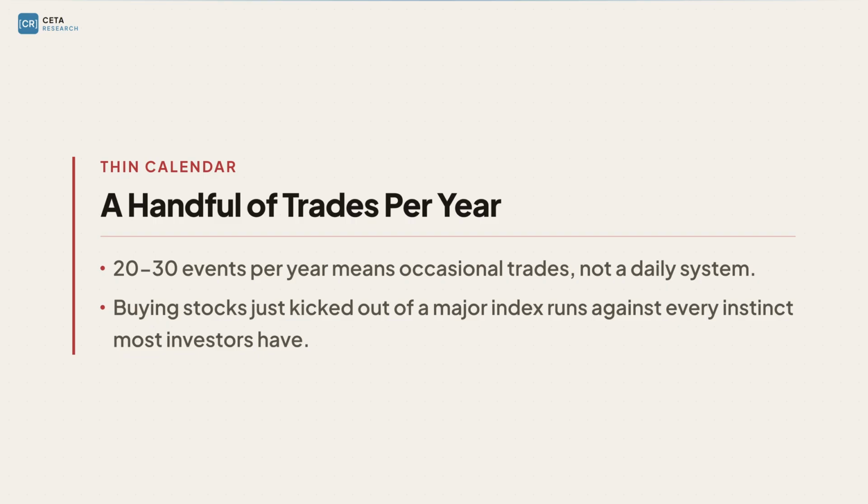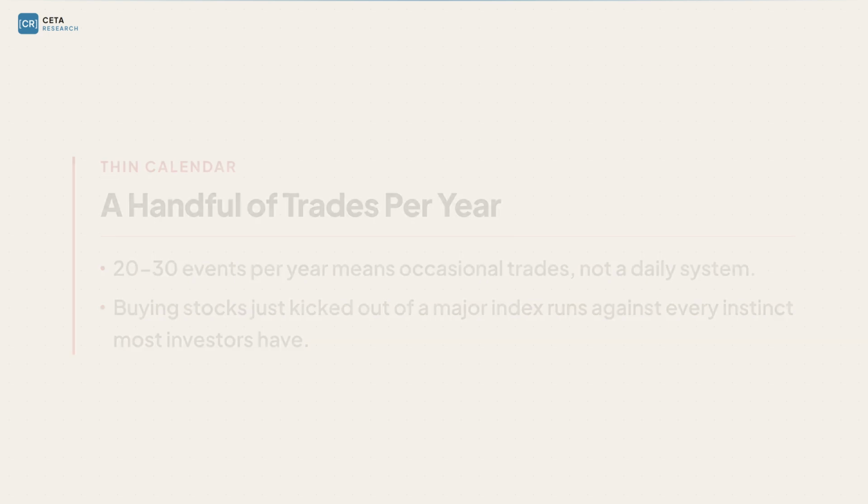The removal side is where the data points to opportunity, but it requires buying stocks that just got kicked out of a major index. That runs against every instinct most investors have. The stock looks like damaged goods. The chart looks terrible. Forced selling has pushed prices down and momentum is negative. That psychological discomfort is exactly what creates the dislocation.